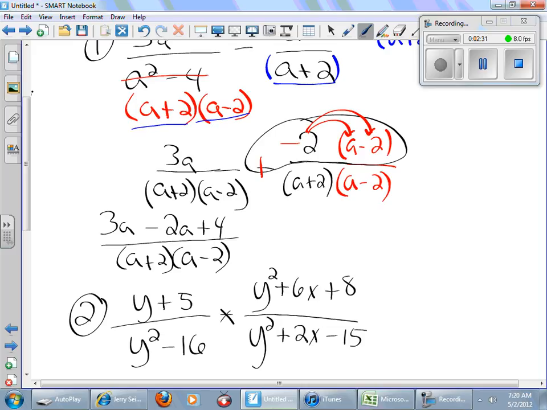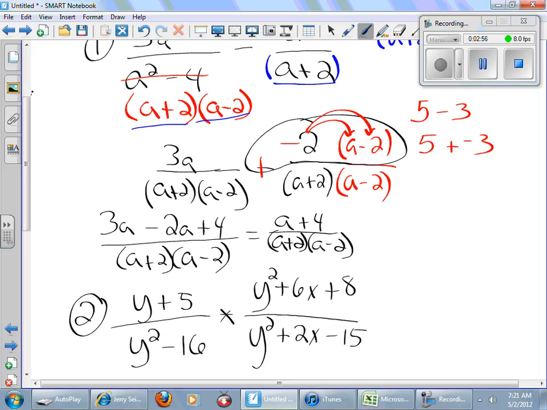Some of you would have seen that in elementary school where you have 5 minus 3, or you could write it as 5 plus negative 3. Some people call it like a leave, change, opposite or something like that. Okay, anyway, back to our problem here. I'm going to simplify my numerator and I'm going to get a plus 4 over the quantity of a plus 2 times the quantity of a minus 2.